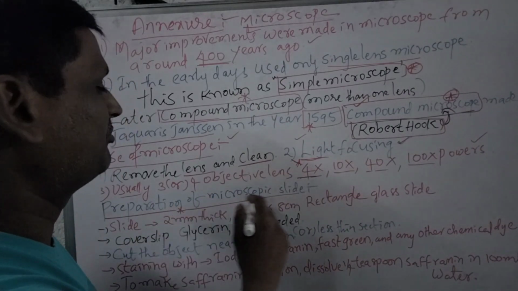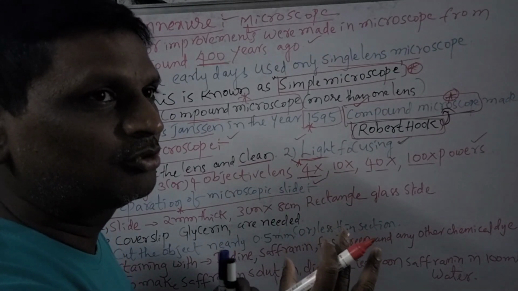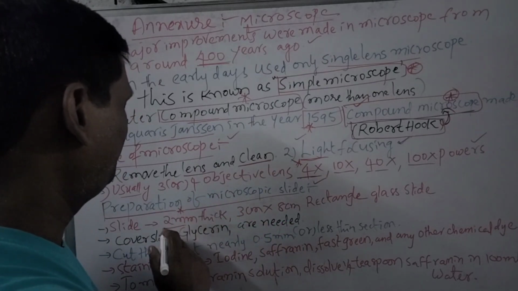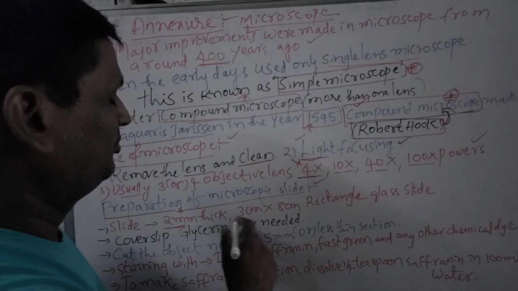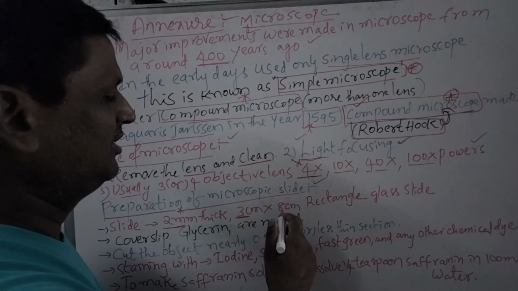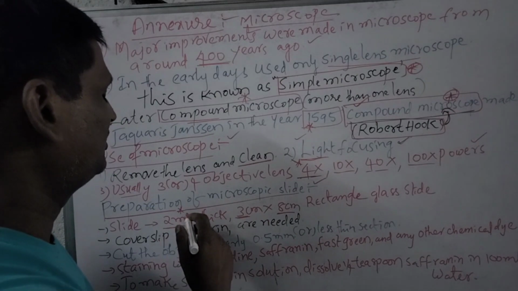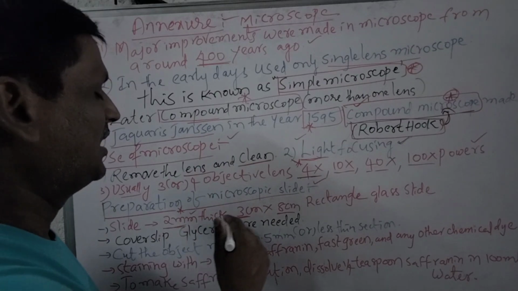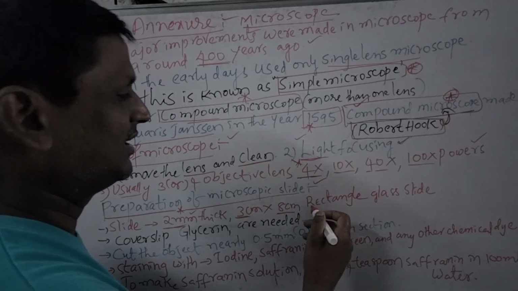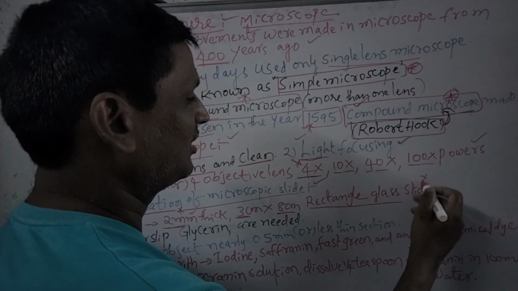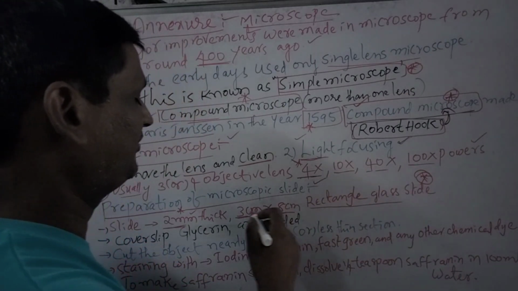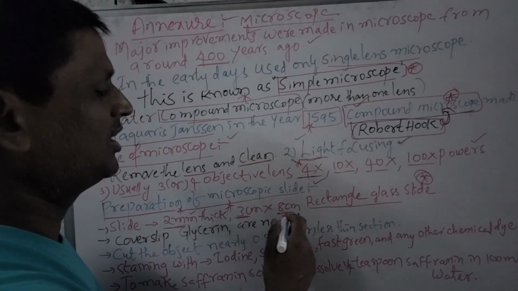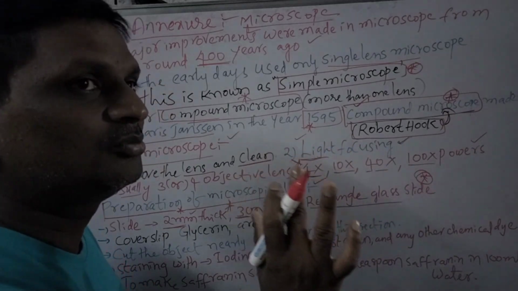Next, preparation of a microscope slide. Whenever we are going to prepare a slide, the slide measurements should be 3 centimeter width, 8 centimeter length and 2 millimeter thickness. This is the measurement of the slide. The glass slide measurements are specifically given in the textbook: a 2 millimeter thick, 3 centimeter by 8 centimeter rectangle glass slide is to be taken.